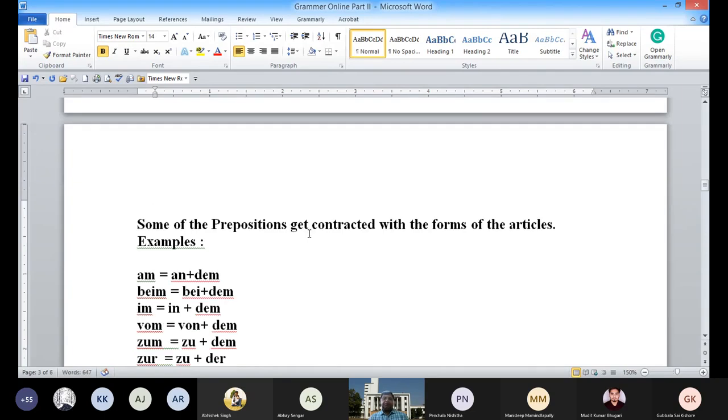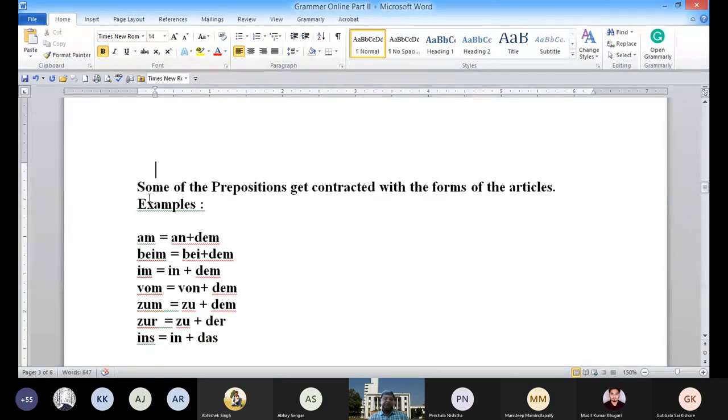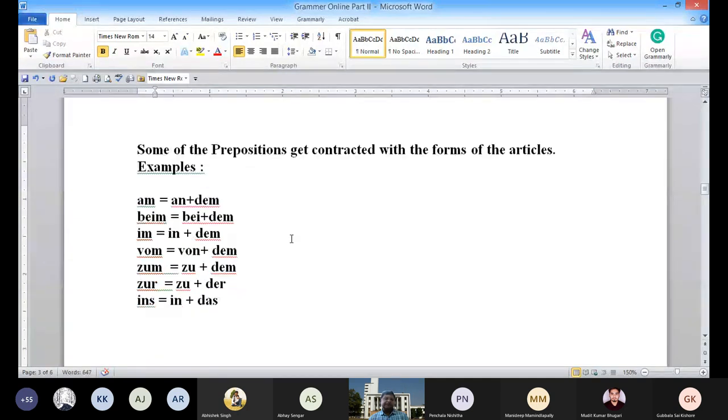Okay. If you don't have any question, then you see that sometimes some of the prepositions get contracted with the form of the articles. These are the examples. Am is the combination of an plus dem. This dative article and the preposition get combined and then it becomes am. Bei plus dem becomes beim. In plus dem becomes im. Von plus dem becomes vom. Zu plus dem becomes zum. Zu plus der becomes zur. In plus das becomes ins. The meaning will be the same. But while reading sentences, if you come across beim or vom or zum, you should understand that it is preposition and article together.